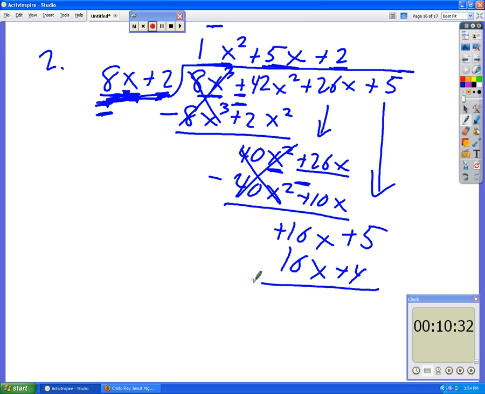Draw your line. Change your signs. 16x's cancel. And 5 minus 4 is 1. That's a positive 1. That's my remainder. I take the sign, the positive, this one, and put it up here after the 2. Put a fraction line. Whatever the actual number is down in the bottom, which is 1, that goes on top. And I go back to the 8x squared in the front, and that goes underneath.